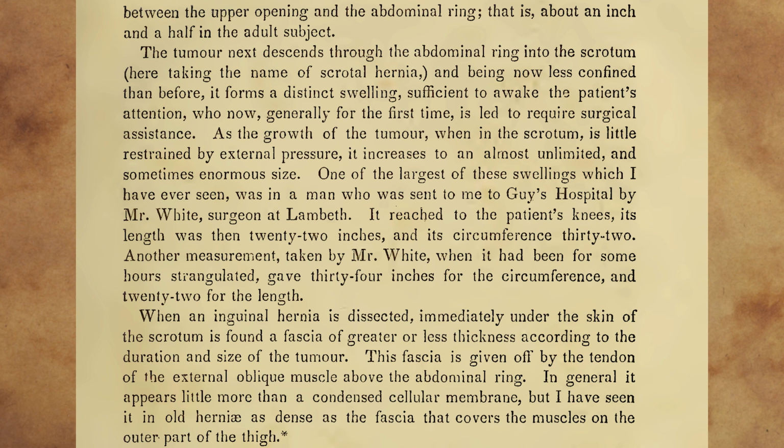When an inguinal hernia is dissected, immediately under the skin of the scrotum is found a fascia of greater or less thickness according to the duration and size of the tumor. This fascia is given off by the tendon of the external oblique muscle above the abdominal ring. In general, it appears little more than a condensed cellular membrane, but I have seen it in old hernia as dense as the fascia that covers the muscles on the outer part of the thigh.